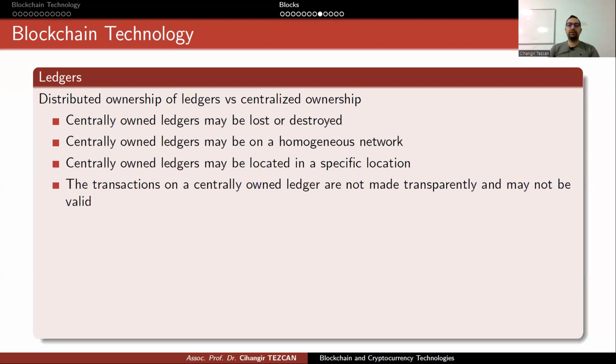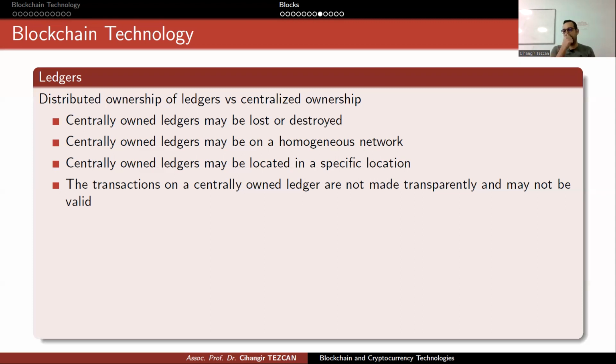The transactions on a centrally owned ledger are not made transparently and may not be valid. This is actually something we never considered, but maybe, for instance, I tried to send you money, but didn't tell you, and you didn't receive it for some reason. So you would never know, right? Because things are never transparent. And you have to go to your bank and say that my friend sent me money, and in some cases they say, here it is, we didn't notice it for some reason. There are some examples for this. So it is not transparent.